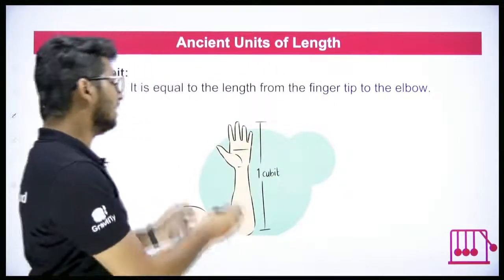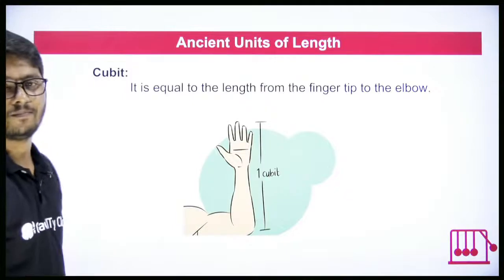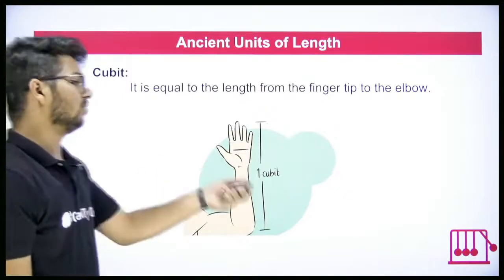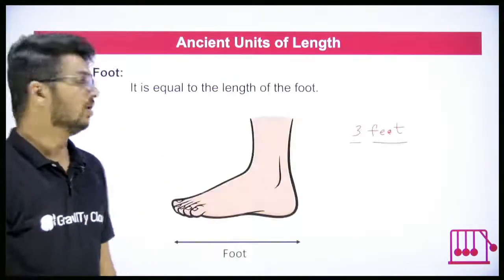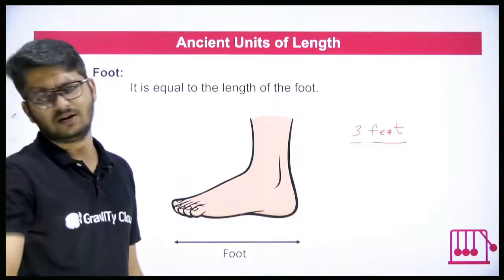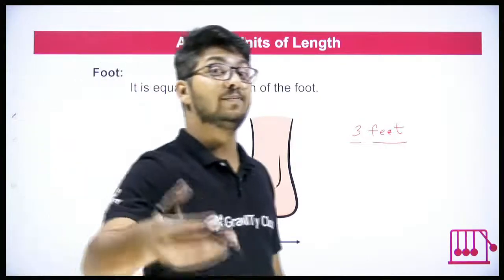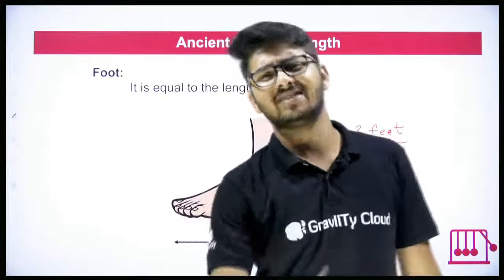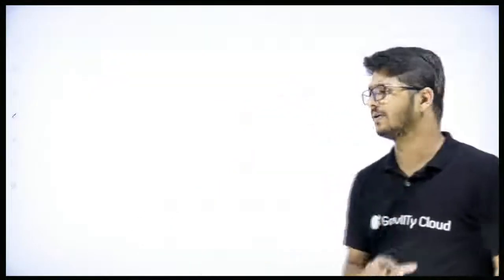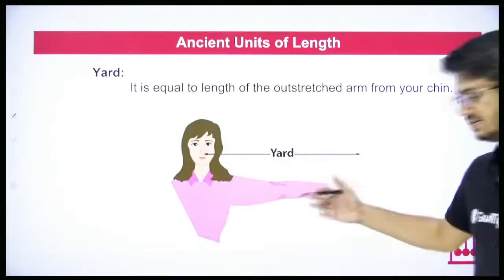But there is a major disadvantage of them. Major disadvantage of using cubit to measure length, using foot to measure length. And most of you might have already experienced that. I'll say what it is. We'll understand it later on. Don't worry. Then there was a yard.